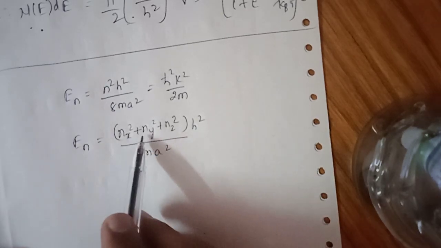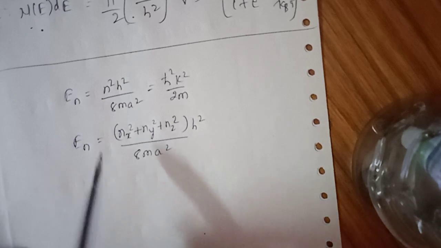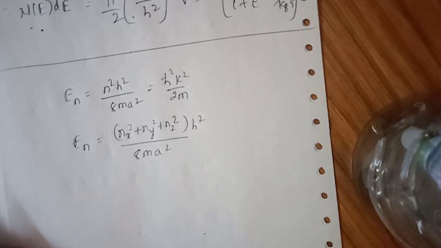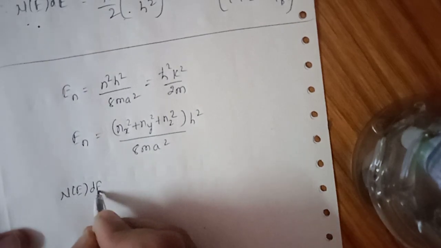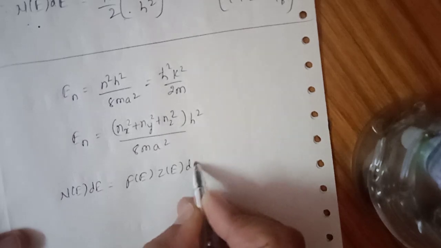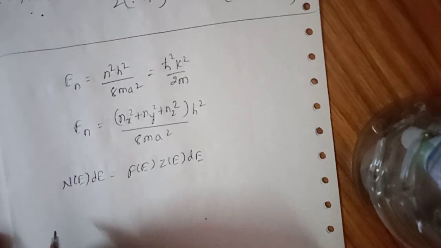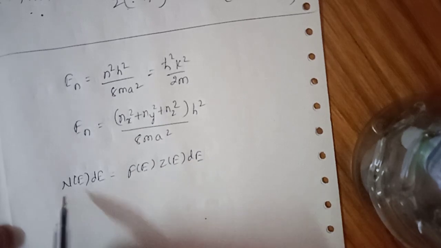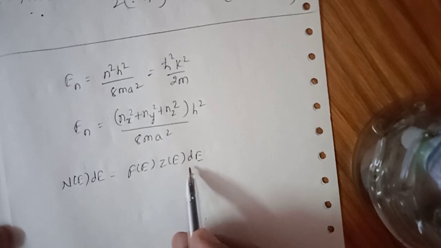Here n_x squared, n_y squared and n_z squared are positive real numbers, which are the quantum states. Using this expression, we constructed the Fermi sphere, and we obtained the density of states expression, N(E) dE, which is equal to f(E) Z(E) dE. Then we got the final expression, substituting the probability deciding factor as well as the number of available energy states in the energy range E to E plus dE.